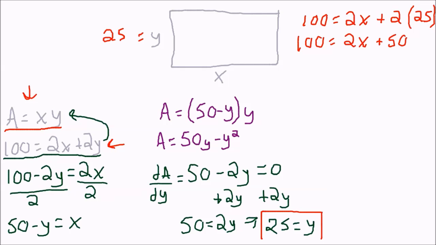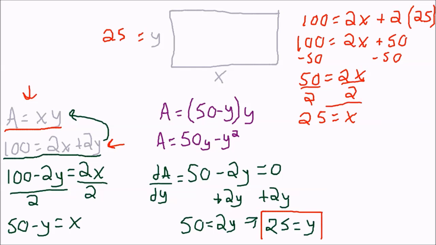Bring the 50 to the other side, minus 50, minus 50. That's 50 equals 2x. Then divide both sides by 2 to get x by itself. So it looks like x will also be 25. And that's the end of the problem. I now know that my biggest area in this garden will be achieved when my x is 25 and my y is 25.